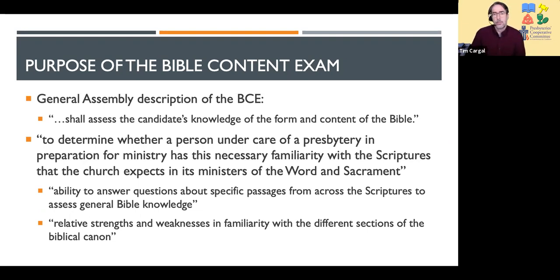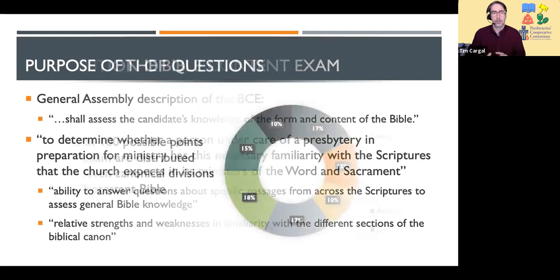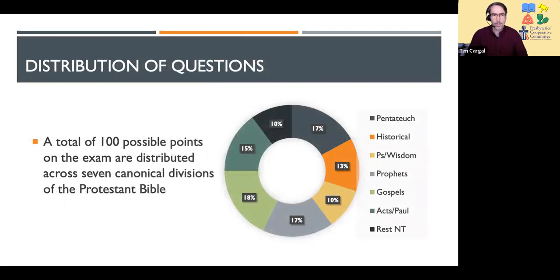Now, the main way it does that then is because every BCE test has exactly the same distribution of questions. There are a total of 100 possible points on the test, and these points are distributed across 92 multiple choice questions that are worth 1 point apiece, and then 1 matching question from the Old Testament and 1 matching question from the New Testament, each of which have you match 5 things.